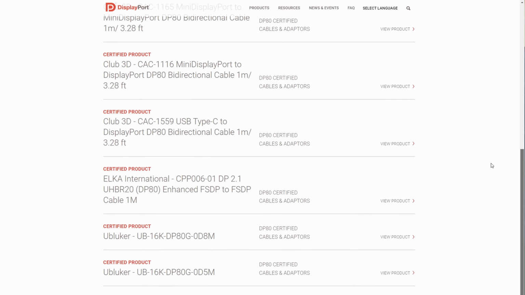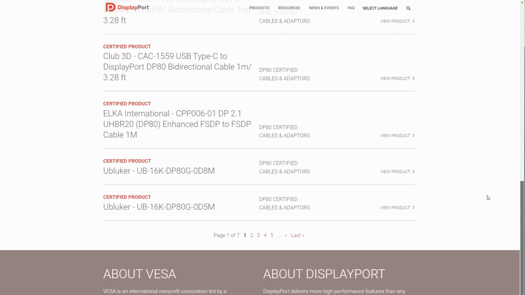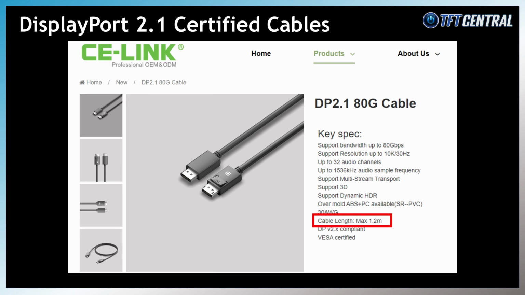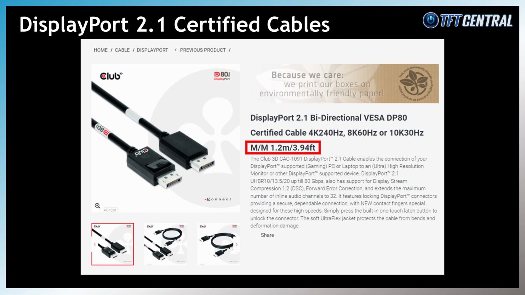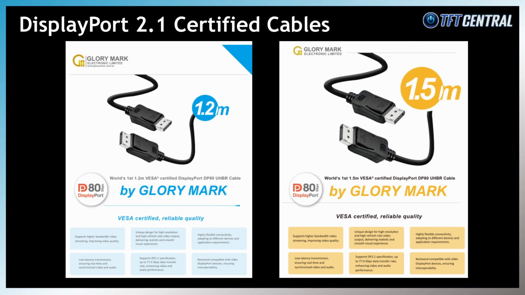We counted only 3 cables which were slightly longer at 1.2 meters, which, looking at the specs on the manufacturer's websites, suggests that, as far as we could tell, they should also be compliant for UHBR20 speeds, like the couple of examples that are shown on the screen here. Those aren't much longer though, of course, and likely insufficient for many users. When checking Glorymark's website for their 1.2 meter cable listed on the VESA site, they also promote a 1.5 meter cable, which they claim is the world's first certified DP80 cable, although this isn't listed on VESA's certified list at the moment. Even if this cable does end up being formally certified, it still isn't particularly very long.